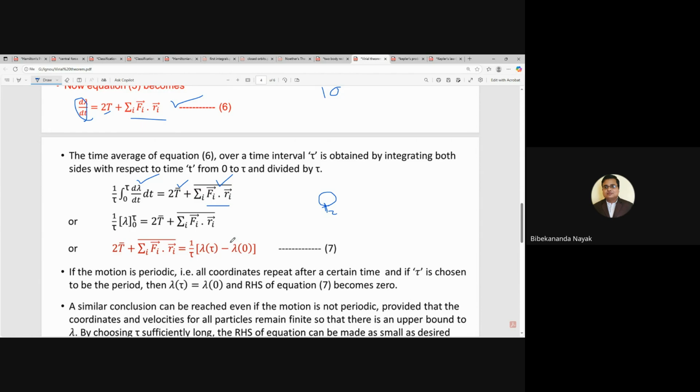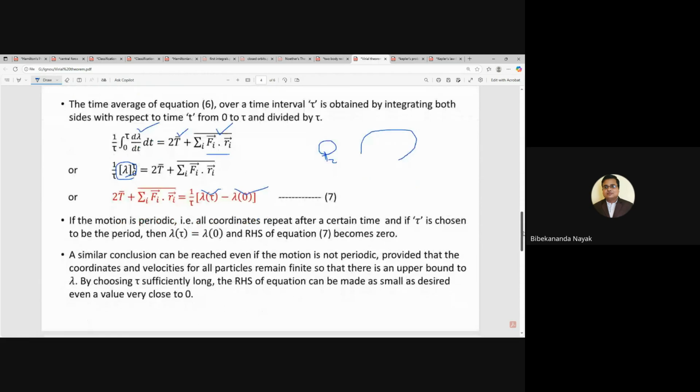Also, in the case of non-periodic motion, tau will be very large. So we actually assume that the motion comes back to the initial position. In both cases, we can set it as 0. Lambda tau is lambda 0, the same value in both cases. That means the left hand side is 0. So we get 2T bar is equal to minus the sum of Fi dot Ri average.